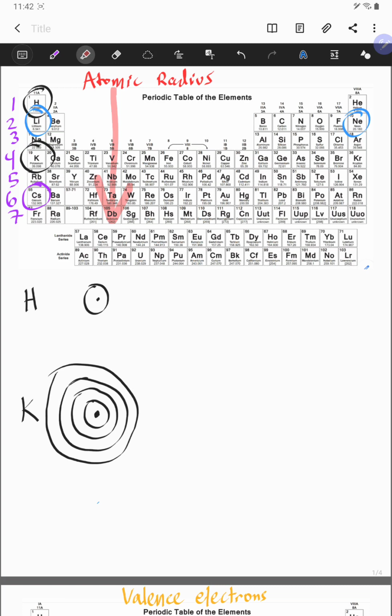And then let's keep in mind that the row number on the periodic table tells us the number of electron shells. That's going to be another important trend. All right, but as we go left to right, what happens? Let's figure that out.